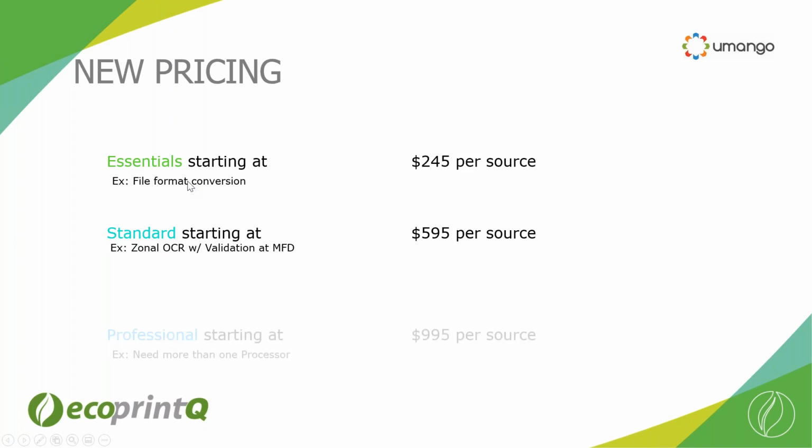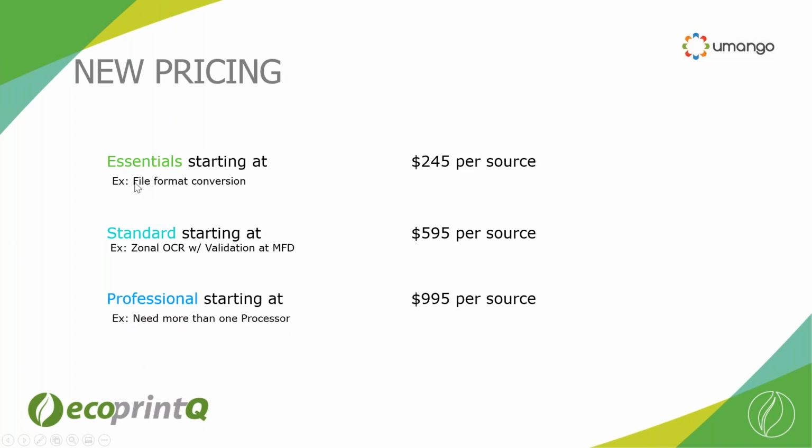And with essentials, you really are looking at something great for file format conversion. Maybe they have one device and this is a smaller office and we just want to be able to scan to Excel and send it to this folder over here, because we get so many invoices and things that we'd like to be able to manipulate and make changes to. It would really help us if we could scan to Excel. And bingo, that's a perfect example. Or what if you want to do zonal OCR and you want to have that validation at the MFD, that rich experience we talked about earlier? Well, absolutely, we can start that at $5.95 per source.